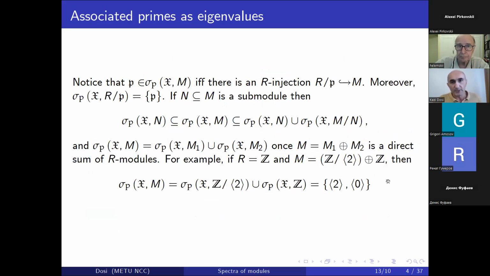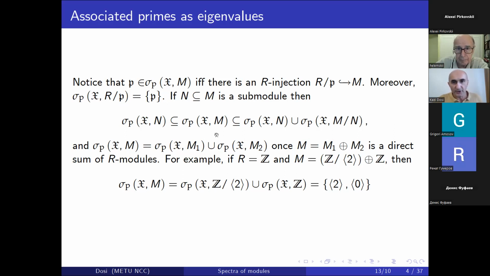Next, what is an associated prime? If you take an associated prime, you can take its quotient, and since it's an annihilator, you can kill the annihilator, and eventually the quotient will be embedded into M. That's an R-module injection, R/P into M. That's the criterion: P is associated means this quotient embeds in M. For example, if you take the module R over P, since it's a domain with no zero divisors, the point spectrum will be just the single P and nothing else.